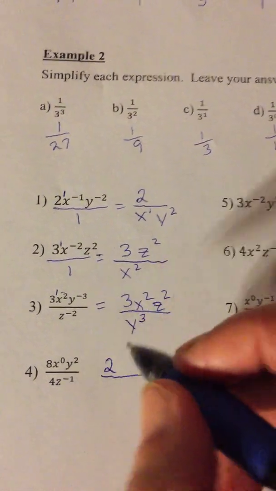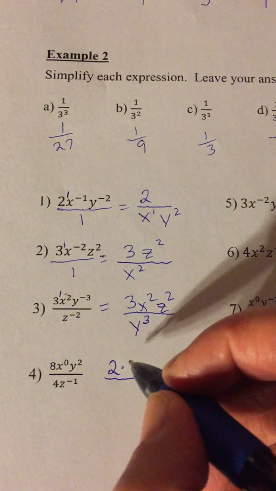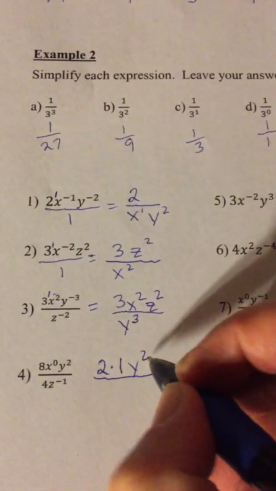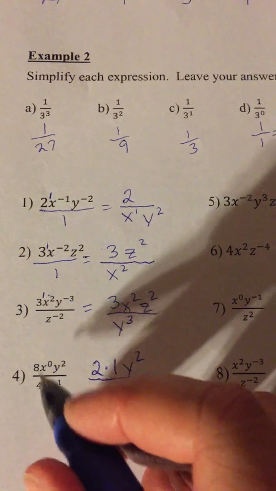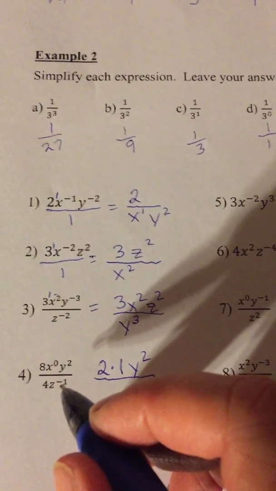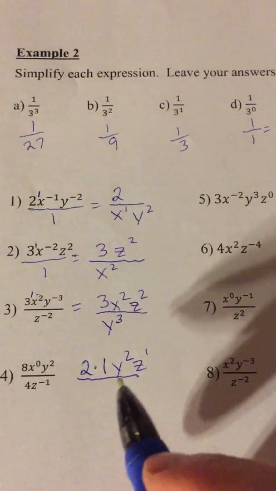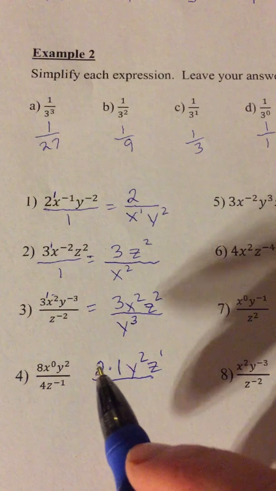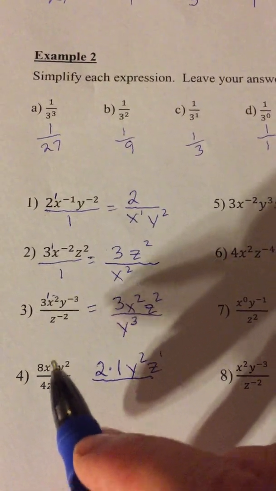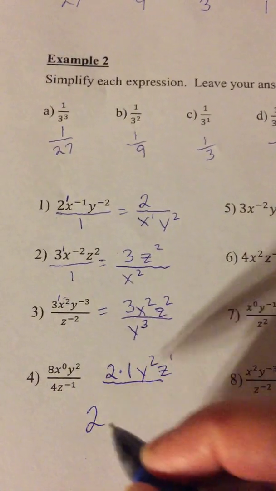X to the 0 is a 1, so this is times, because this is 8 times the x, and x to the 0 is a 1. And then y squared is still going to stay on top. This 8 divided by 4 gave me the 2, so the 4 is gone. Z to the negative 1, I don't want it to be a negative exponent, so I'm going to move it to the top. So there's nothing left on bottom, so I can ignore the bottom. But 2 times 1 is just 2, so since that became a 1, it basically goes away because I'm multiplying, and 1 times anything stays whatever the numbers were.